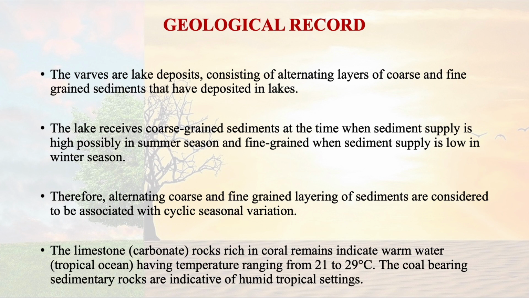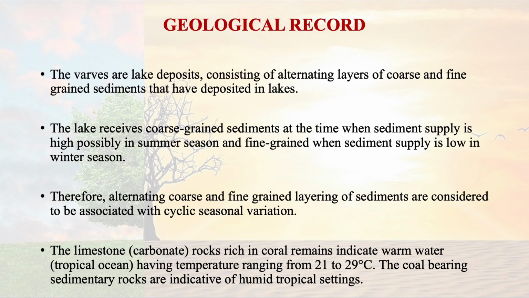In a tropical ocean, when the temperature is between 21 to 28 or 29 degrees centigrade, you'll be finding coral growth. And whenever there is coral growth, the climatic condition is very warm. So the limestones present in the coral, with their calcium richness, also provide us the climatic settings. In the humid tropical conditions, you'll be finding coral deposits.